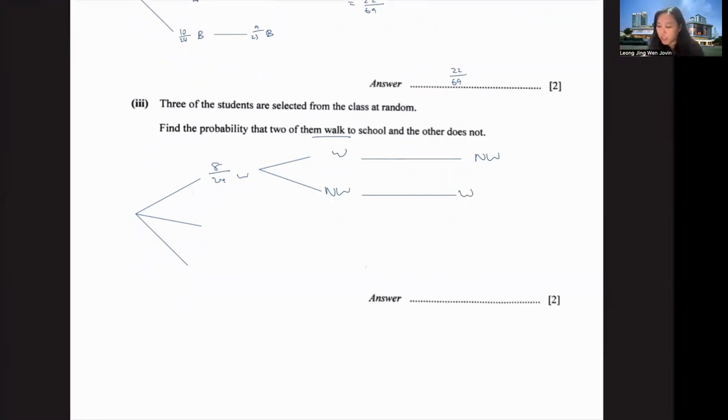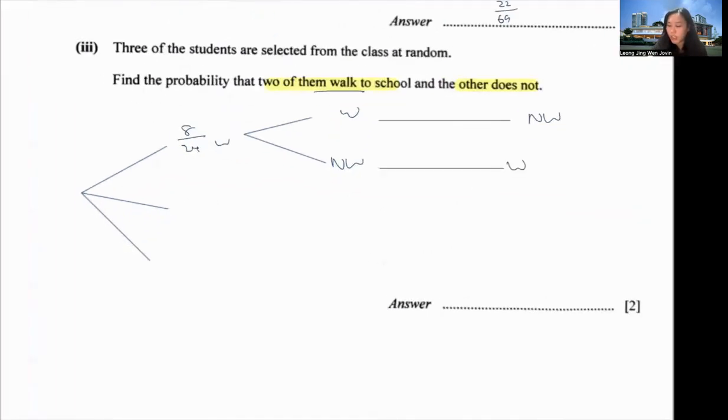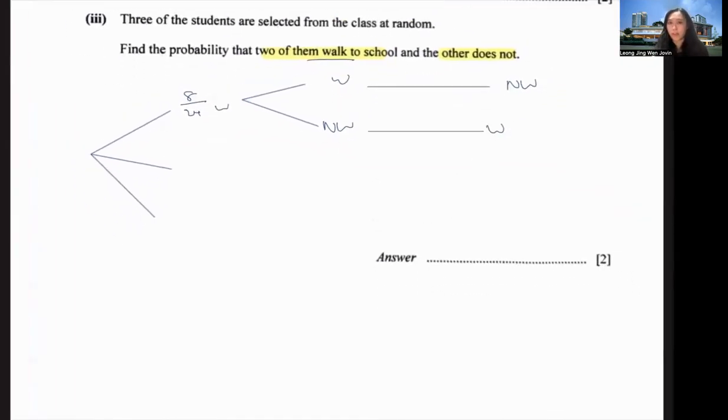My criteria is just that two of them need to walk to school and the other does not, right? So if I look at the first scenario over here, walker, walker, then non-walker. Can write 2 walk, then 1 don't. Walker, non-walker, walker. Can see? So in total, I still have 2 walkers and only 1 non-walker. Makes sense? So over here, it's a bit more tricky. I need to be strategic about it, okay?